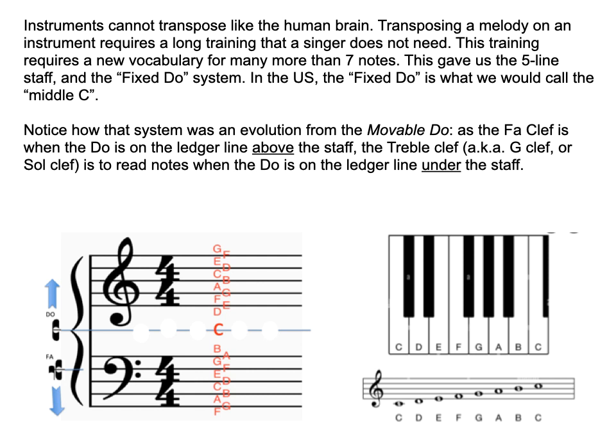This training requires a new vocabulary, because we have to name each note differently, rather than having 7 notes that we just move up and down a scale. So this gave us the 5-line staff and what's called the fixed do system. And in the US, the fixed do is what we will call the middle C. And the graph at the bottom left gives us an explanation of this.